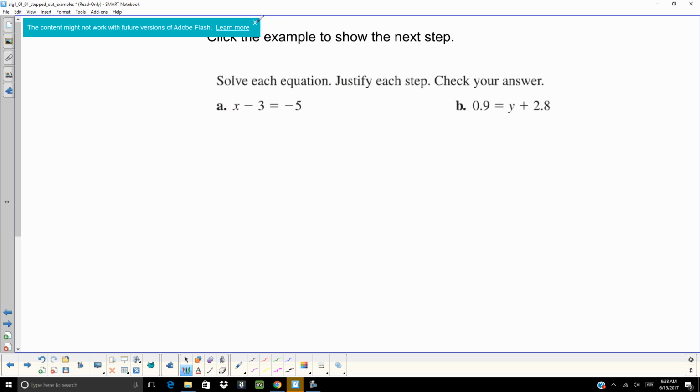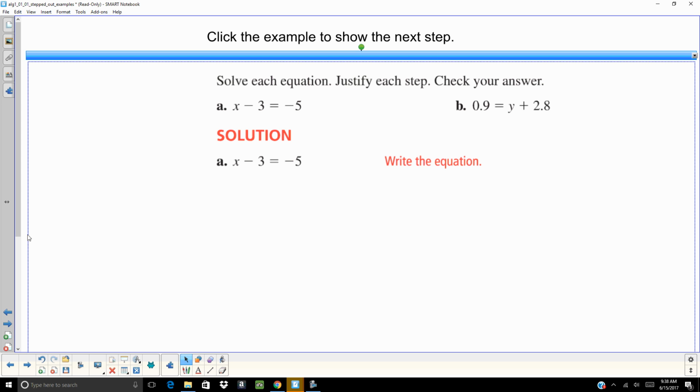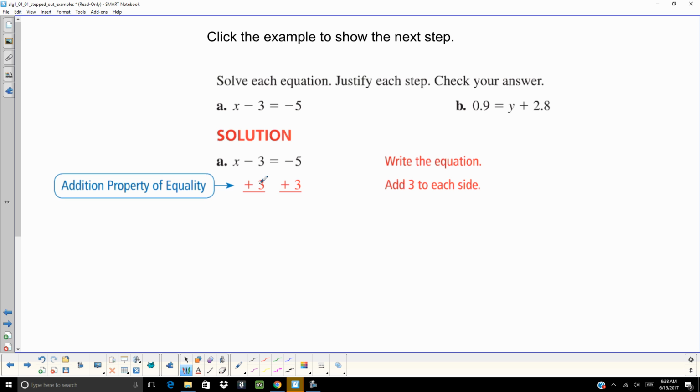So let's go ahead and work a couple of these out. We want to solve each equation, and then we are going to justify each step and check our answers. So we always want to start by writing the equation down. Here, what I notice right away is I have a minus 3. So I'm going to ask myself, what can I do to get rid of a minus 3? You do the opposite, which is plus 3. And if I do plus 3 on one side of the equal sign, I have to do plus 3 on the other side of the equal sign.